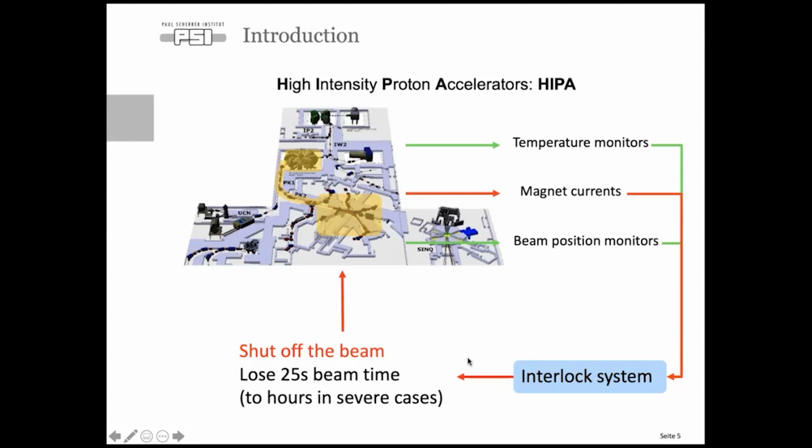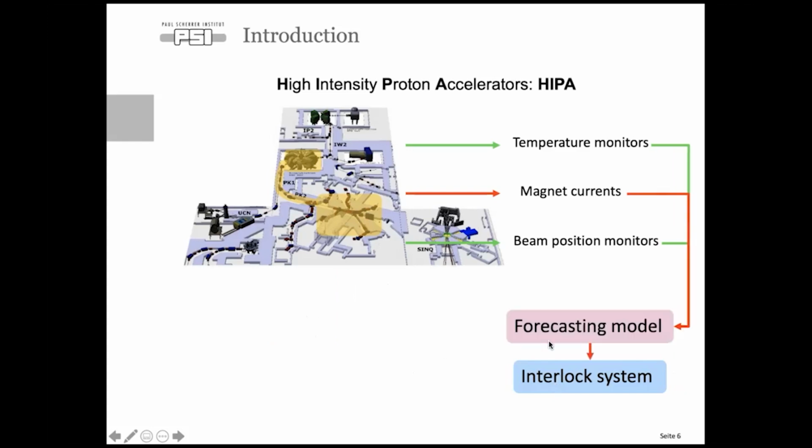So that's why we want to predict if an interlock would come and then try to reduce this beam time loss. This is what we are trying to do. We try to have a forecasting model of the interlock. And once the model says there is going to be an interlock coming, we would try to do some recovery operation on the machine so that the thing would be normal again and the interlock would be avoided.